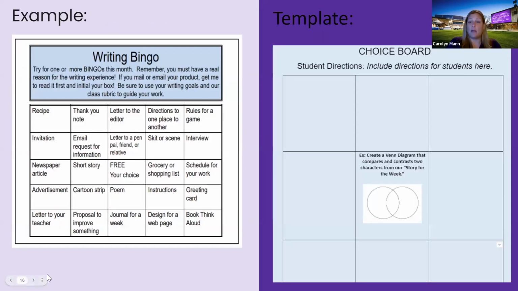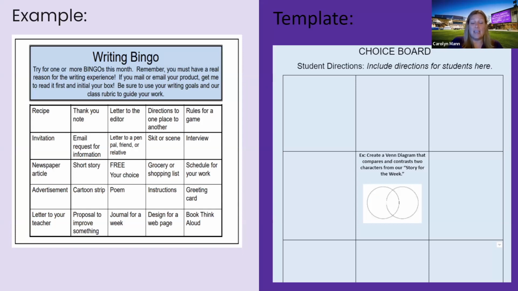Here is an example of a couple of choice boards. For example, we have the writing bingo. Maybe we are working on using details and using different adjectives and supporting with more information about the setting or the characters. Some of these could be used instead of just saying they have to write a 5-paragraph essay. What if we allow them to write a letter to an editor describing what the park looks like and how it needs to be refurbished?